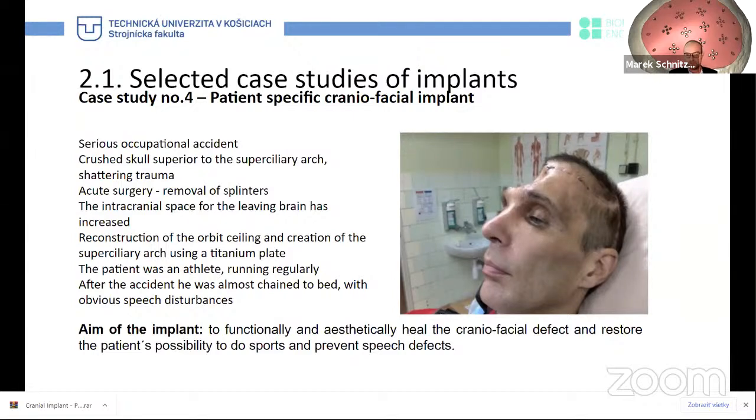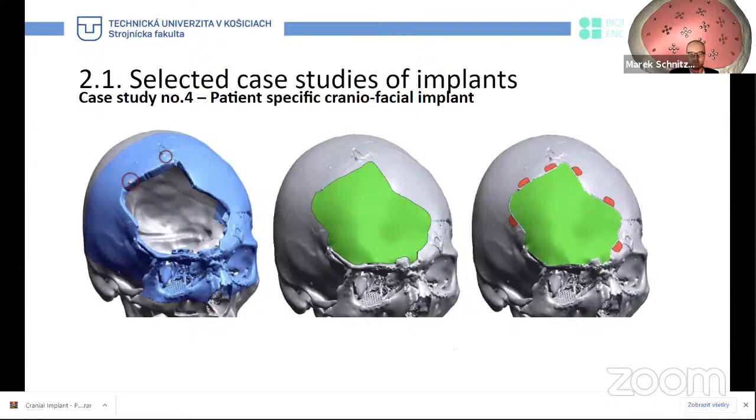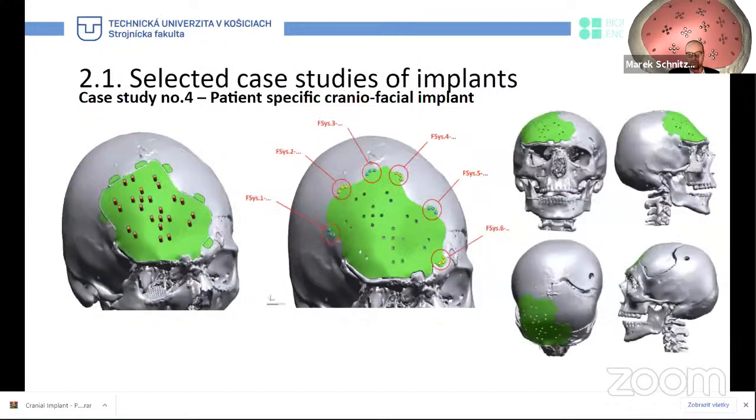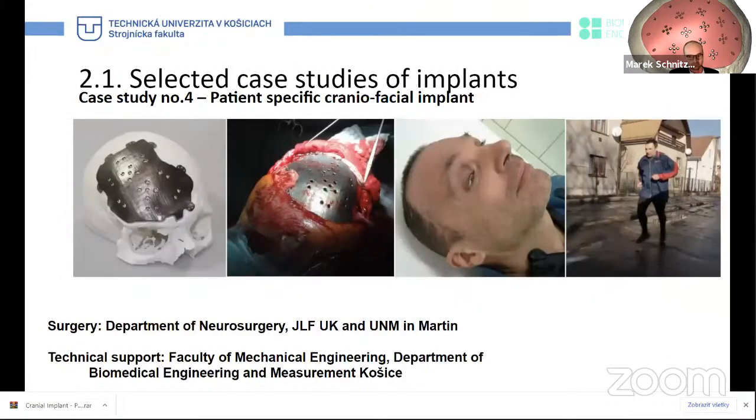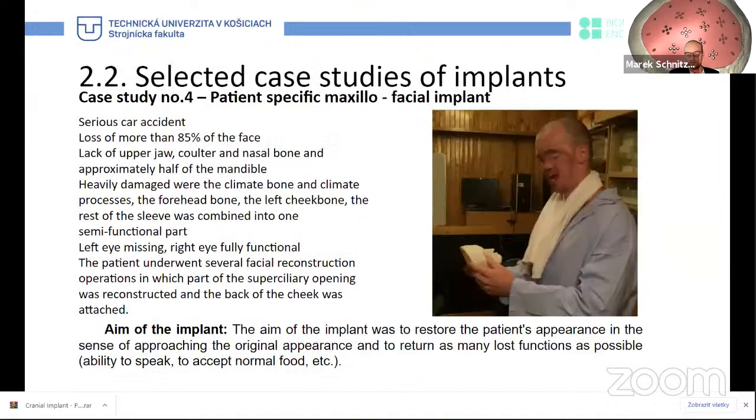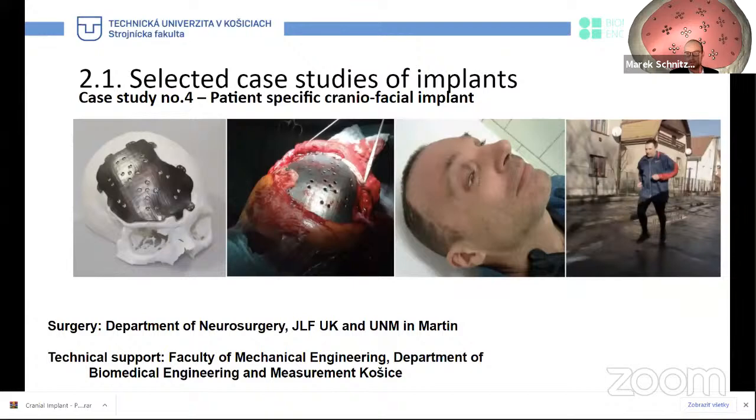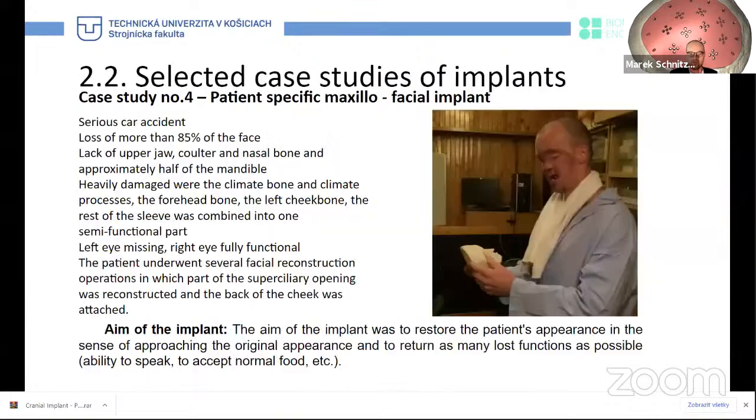The patient was an athlete, running regularly before the accident. After the accident he was almost chained to bed with obvious speech disturbances. So the aim of the implant was to rehabilitate this patient. So these were the phases of the planning, and then the surgery. So this patient was running again after using our implant.